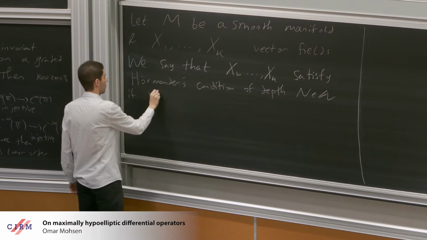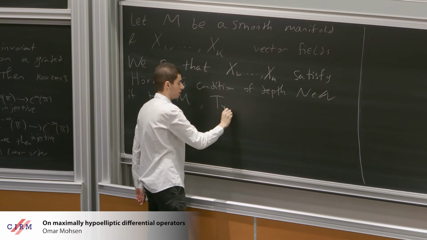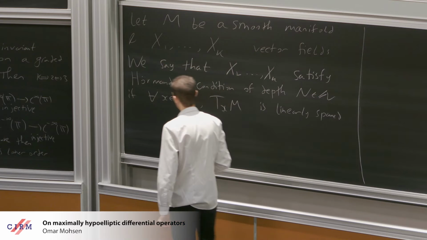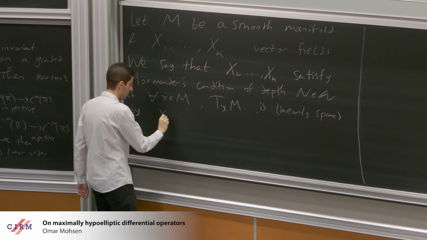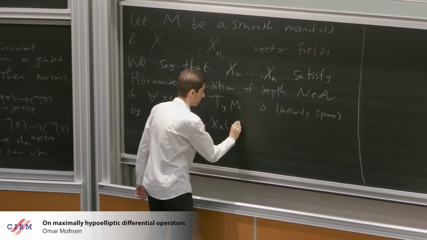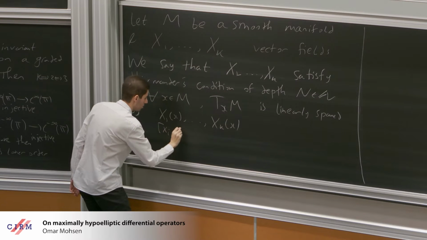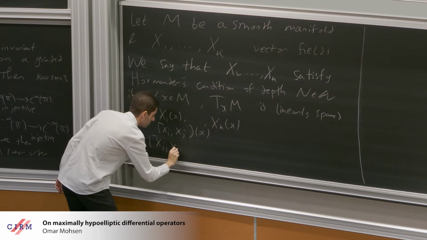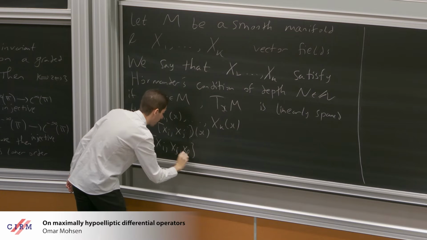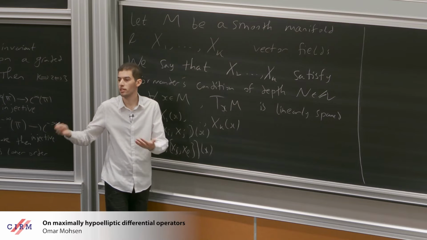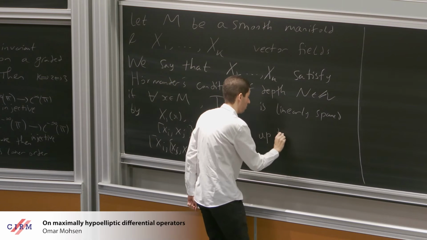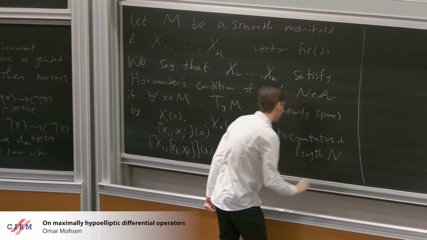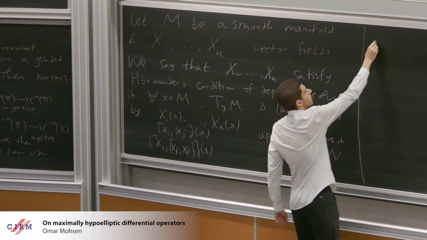If for all x in M, the tangent space is linearly spanned by the vector fields at the point and their commutators and their iterated commutators, etc., up to commutators of length n. So an example to make it easier.